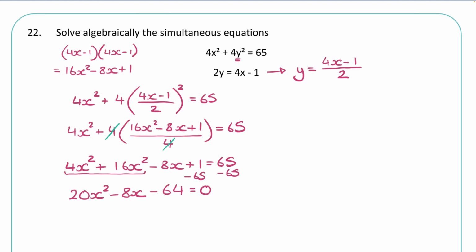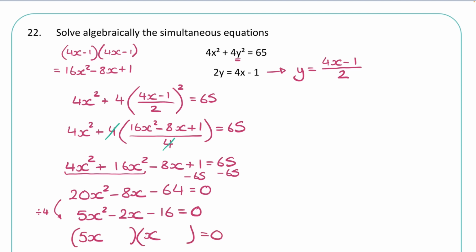We just need to factorise this to solve it. Now, if we can, we want to divide everything by a number. These all divide by 4. So if we divide by 4, that gives us 5x squared minus 2x minus 16 equals 0. From here, we can factorise. We are going to have a 5x in one of the brackets and a 1x. The factors of 16 are 1 and 16, 2 and 8, or 4 and 4.